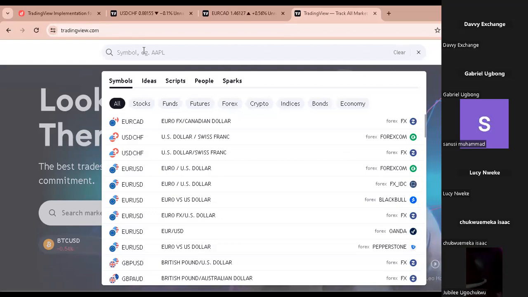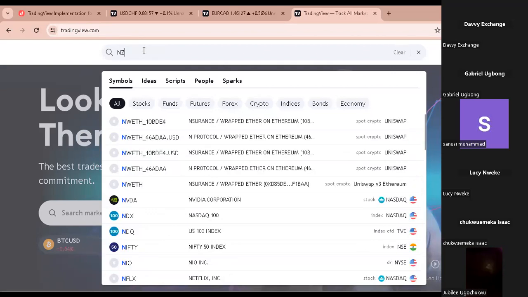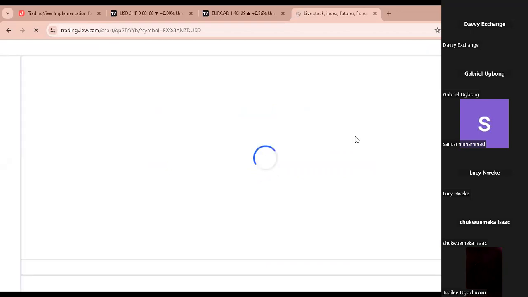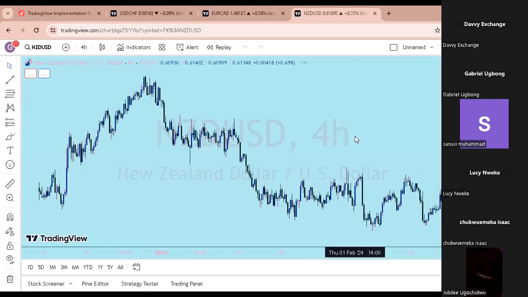Let's look at NZD. So once I type there, without typing everything, once I just type the base and the quote in between, it's going to give me suggestions. So I just click on launch chart. Then it should come up from there. So if you just follow my steps, you should get to this place. Okay.